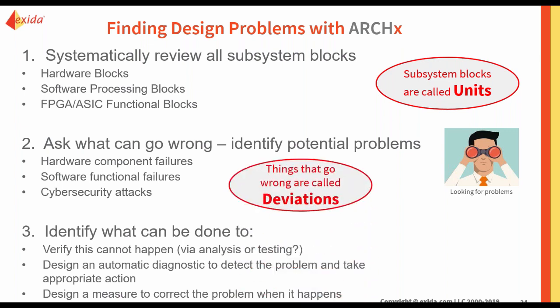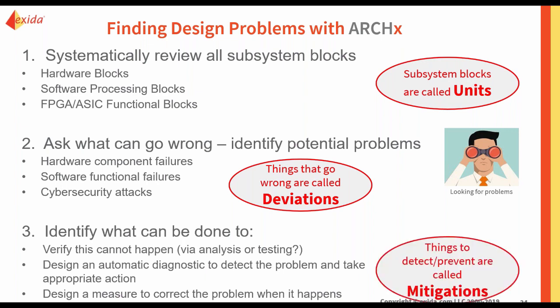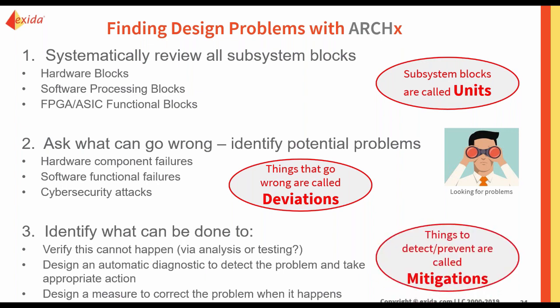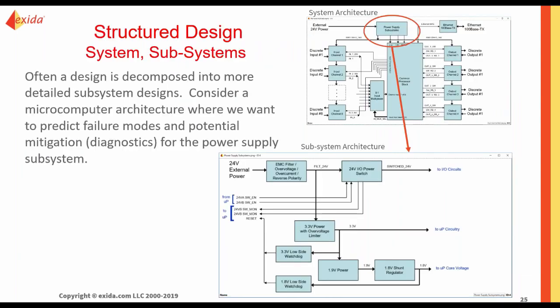Step number 2, ask what can go wrong. Well, what kind of things can go wrong? We call them deviations, like hardware component failures, software functional failures, and cybersecurity attacks. And then you have to identify what can be done, if anything must be done, and we call those mitigations. So the fundamental objects in ARCHx are units, deviations, and mitigations, and you can see what they are.